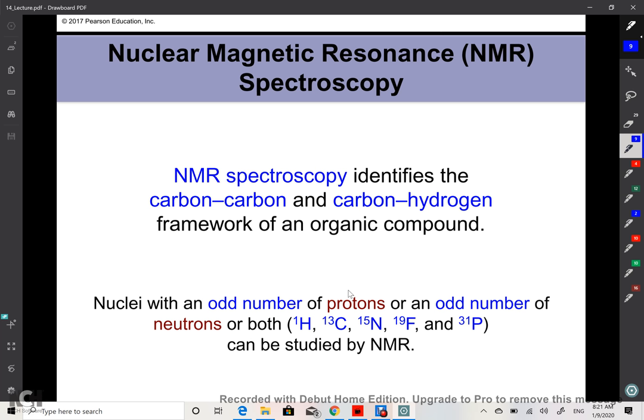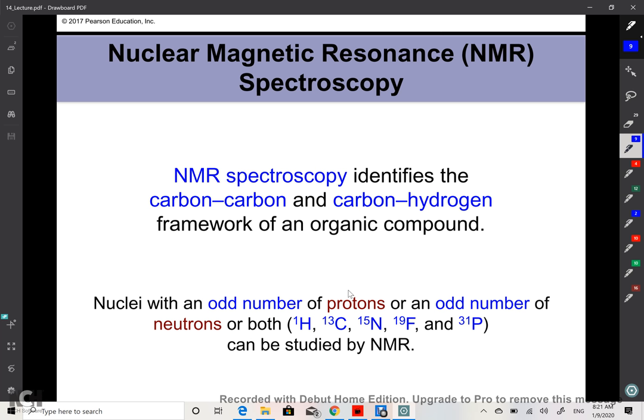But now with NMR spectroscopy, it helps us identify the connectivity between atoms. That's what NMR spectroscopy is. How do we know that atom A is connected to atom B, which is connected maybe to atom C? That information is given to us by nuclear magnetic resonance spectroscopy. So it's very useful to identify carbon-carbon and carbon-hydrogen frameworks.